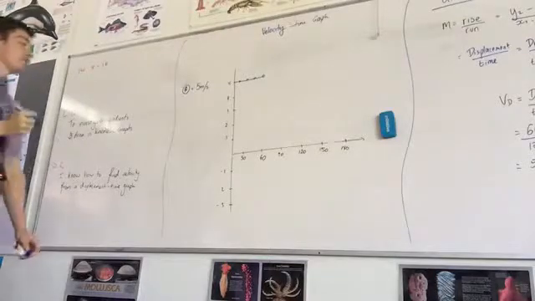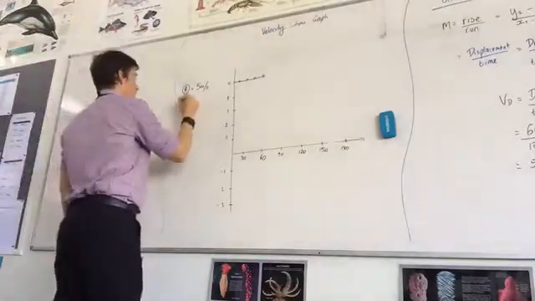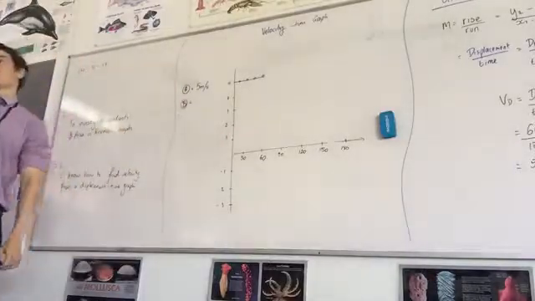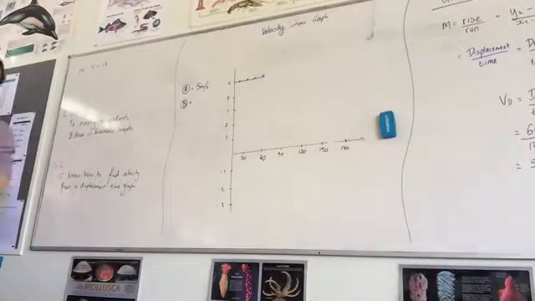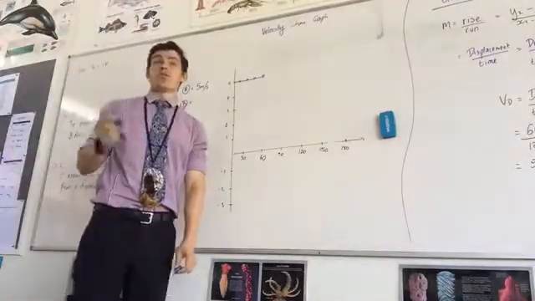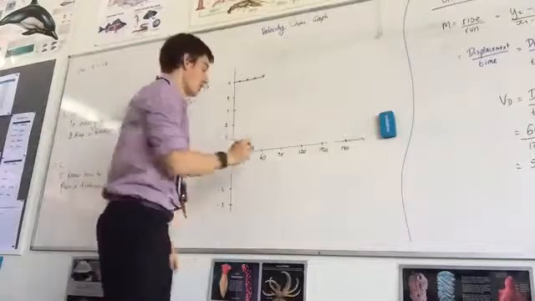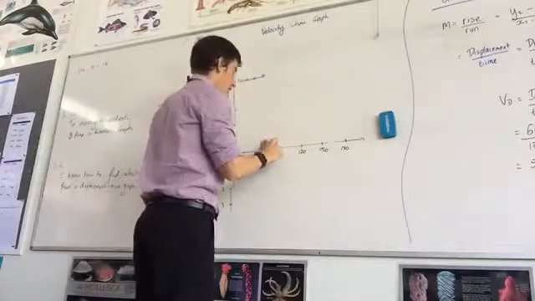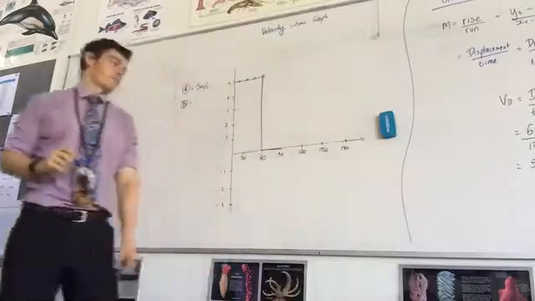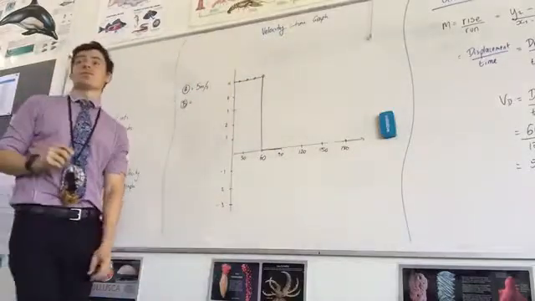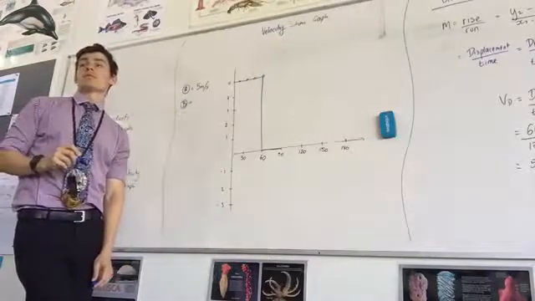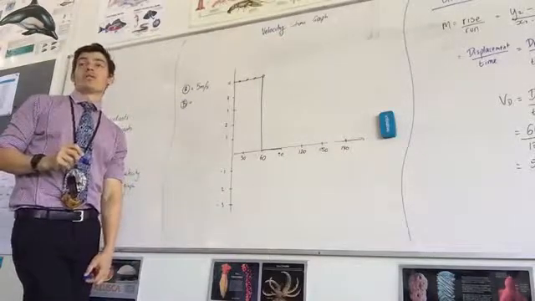Between 60 and 90 seconds, we go into section B. What was Finbar the Fantastic's velocity in B? 0. Did his velocity change for that period of time? So we're going to draw a line on the 0 and we connect them. Yes, good question. Then what do we do?